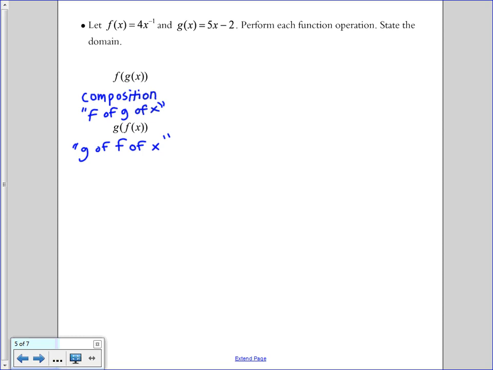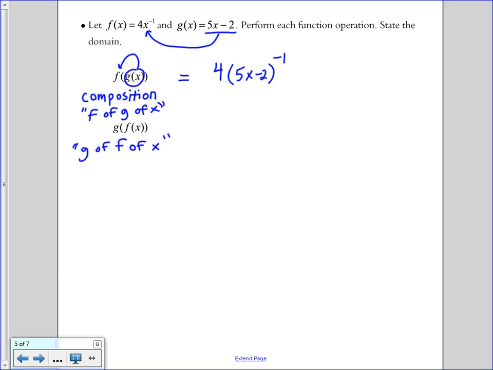What it means is that you're going to take the inside function and put it into the outer function everywhere that you see a variable. So we've got f on the outside here. The f function is 4x to the -1 power. Notice that I've replaced the x in this function with a big open parentheses because what I'm putting into the f function is the entire g function. So in place of where the variable is in the f function, I'm going to put 5x minus 2. The entire g function goes into the f function where you see x.